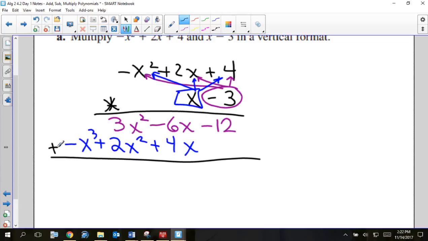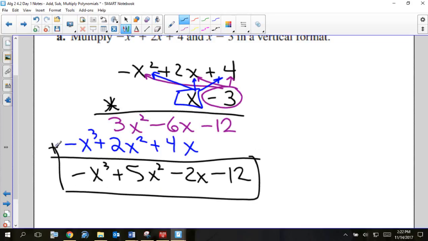I think this is easier, but okay. I'm just adding 5x squared, negative x cubed. That's the vertical method. You can also do it horizontally.